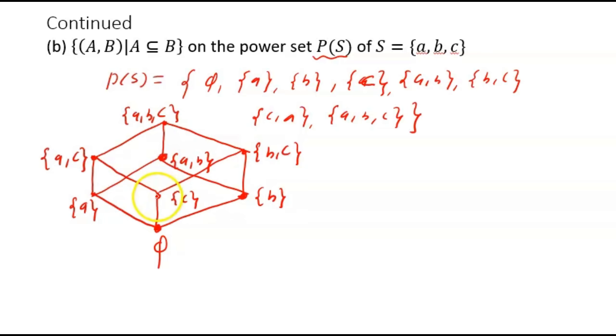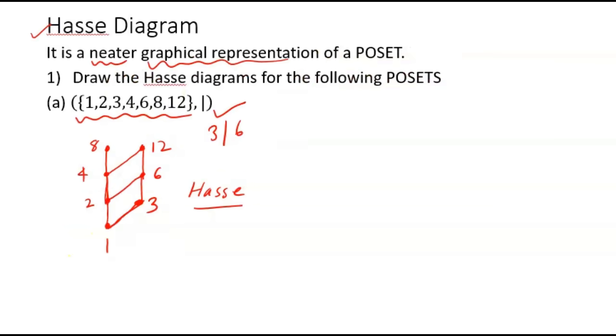Now this is the Hasse diagram representation of the partially ordered set that is defined over the power set of S, right? So you can see that it looks very nice and very clean, and it gives us a clear idea of how the elements are related to each other. We can see that C is related to BC, C is related to AC, C is related to ABC, but C is not related to AB, right? Because you can't move from C to AB. Yes or no?